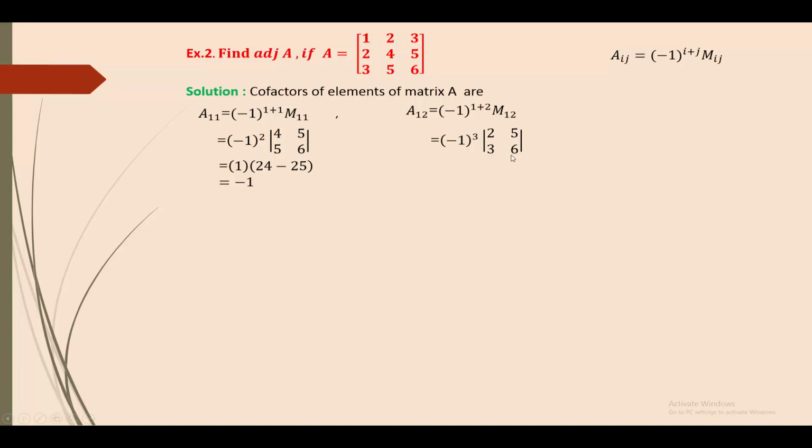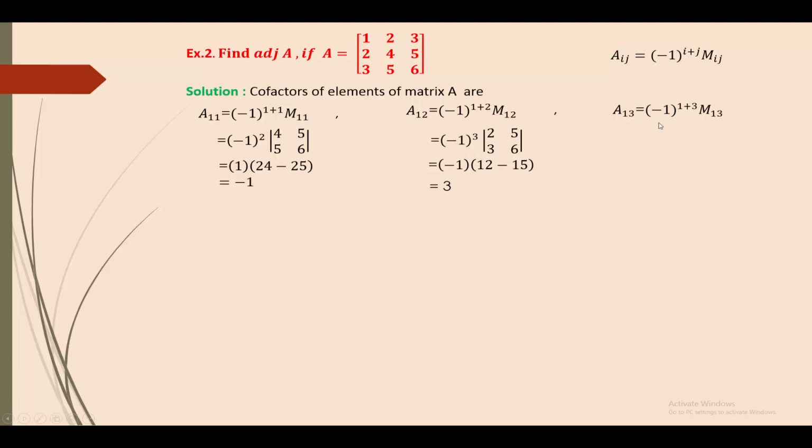The determinant with rows 2 5 and 3 6, multiplied by minus 1 cubed which is minus 1. Now this expansion of the determinant, this product 12 minus 15. So minus 1 into minus 3 is plus 3. Now the next cofactor element, A13.